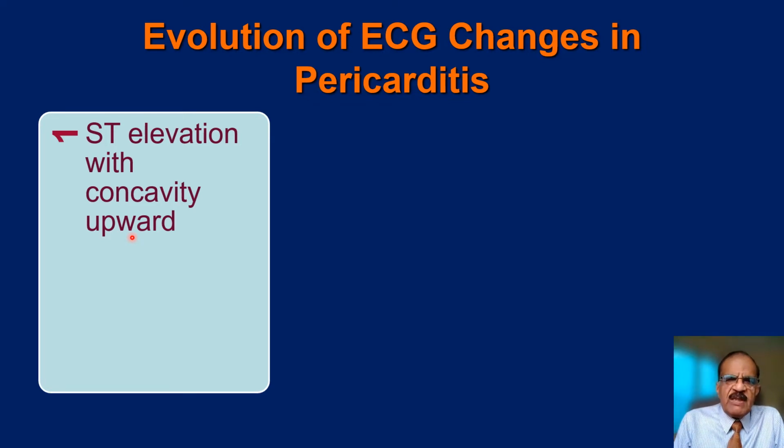That means it is present in almost all precordial and limb leads, but it will of course be better appreciated in precordial leads, and all ECG changes are better appreciated in precordial leads because they see the heart from very close distance. So there will be ST segment elevation with concavity upward in almost all precordial leads. That is the first change.